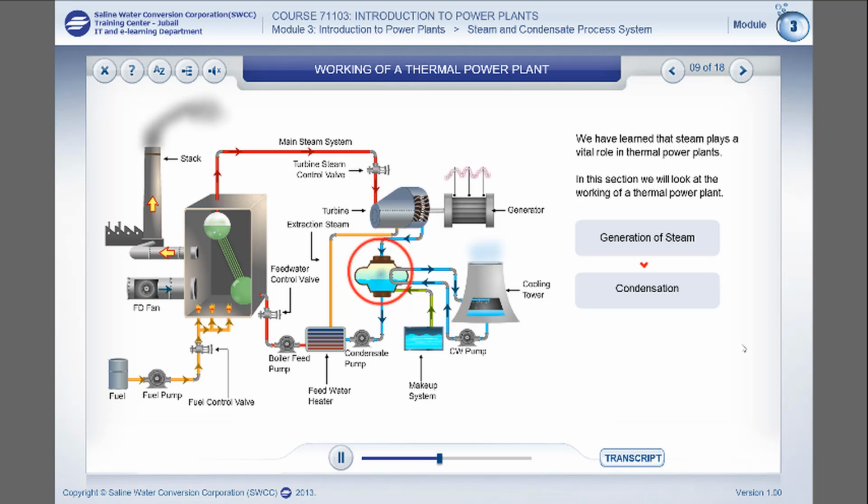In the condenser, the exhaust steam is cooled by circulating water and condensed to form pure water, also known as condensate. The condensate is supplied to the boiler through another feed water heater. The extraction steam heats the feed water before it reaches the boiler. A feed water control valve controls feed water flow to the boiler.